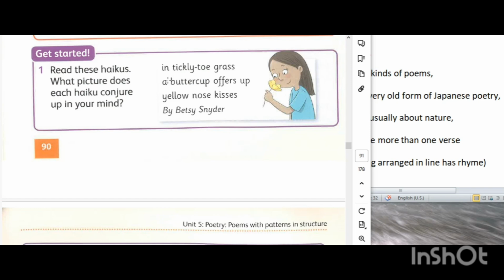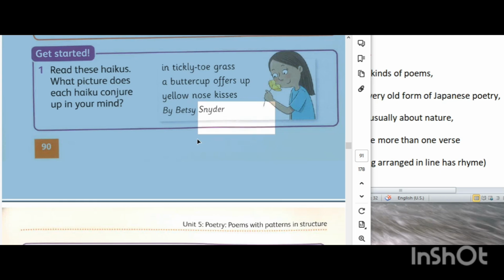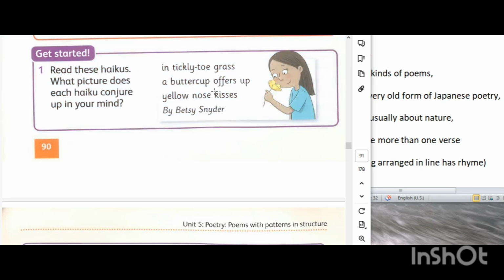After this, a, butter, cup, the third, offers, up. So we have here 5 syllables and above 5 syllables. The last one, yellow nose kisses. We want to divide it. Yel, low, nose, kisses. We have here 5 syllables. So we have here in every line 5 syllables.